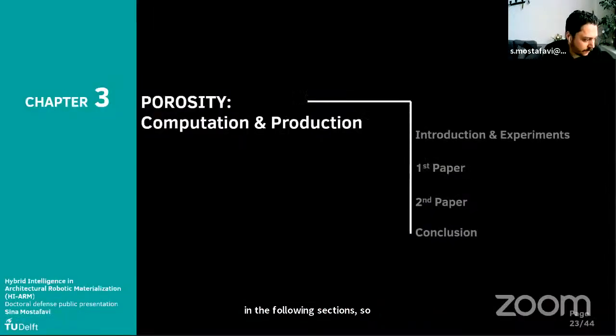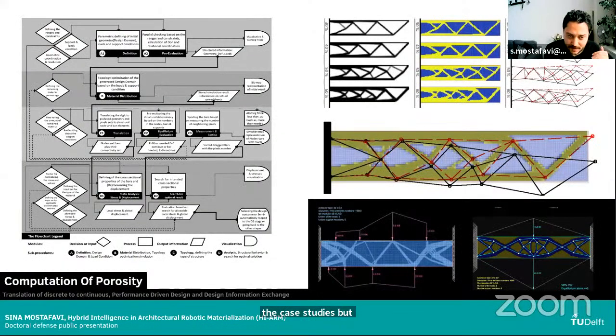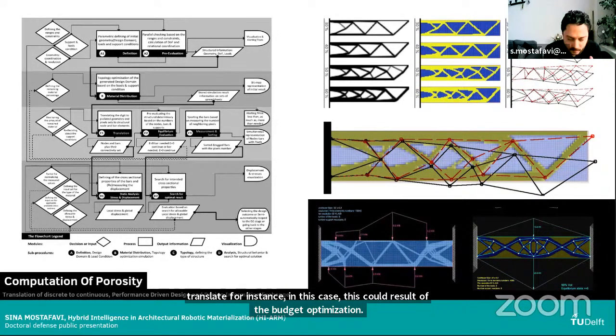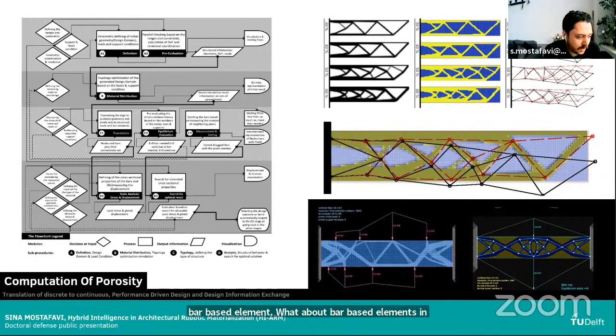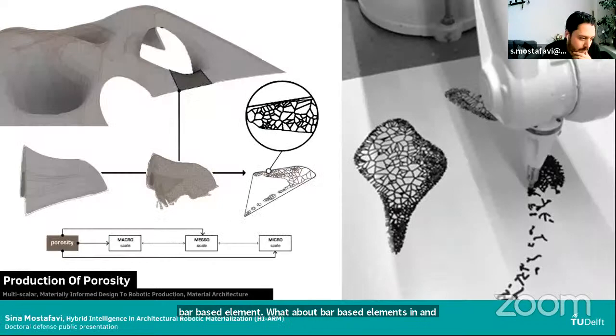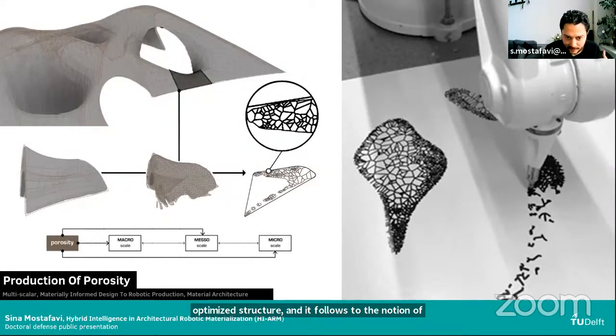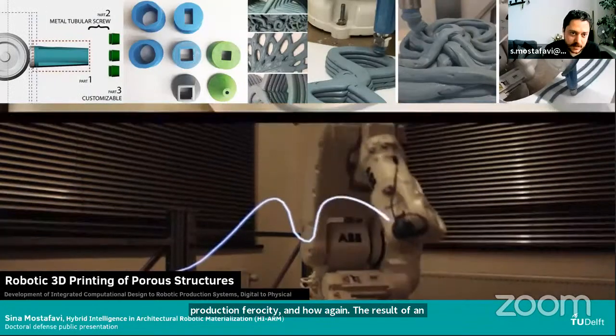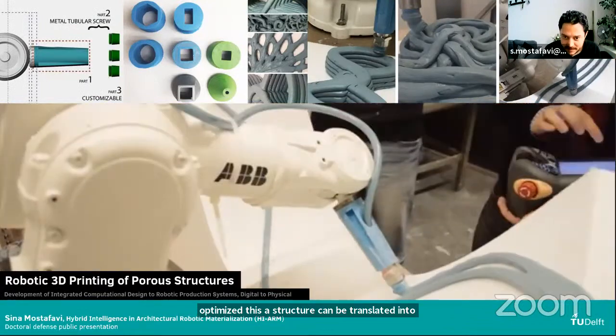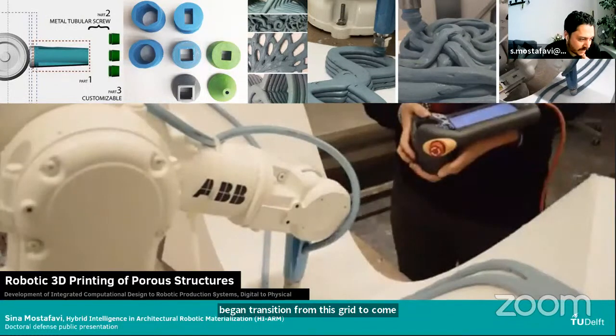So chapters 3, 4, and 5 follow more or less similar structures. Here I have the more extended case studies. I'm going to be a bit fast in introducing the case studies, but just to give you an idea, chapter 3 about porosity, on the one hand, discusses computational porosity and how we can translate, for instance, in this case, discrete results of topology optimization into continuous bar-based elements in an optimized structure. It follows to the notion of production of porosity and how, again, the result of an optimized structure can be translated into continuous robotic toolpaths, and how this translation from discrete to continuous can inform the design.